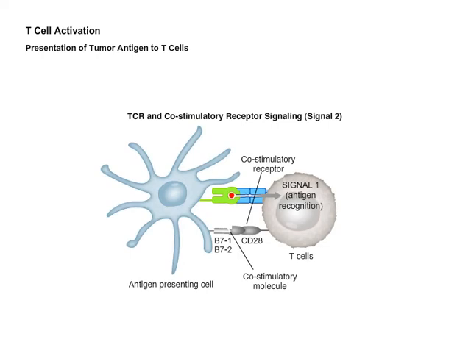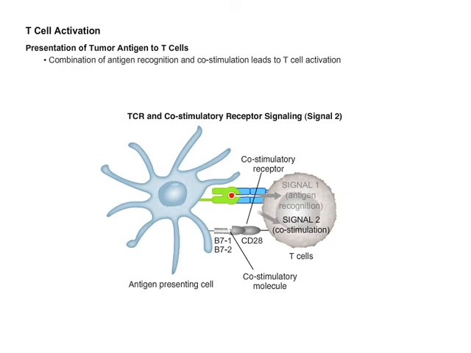The second signal required for T cell activation is provided by interactions between co-stimulatory molecules, expressed by the antigen-presenting cell, and co-stimulatory receptors expressed by the T cell. An example of a co-stimulatory interaction is that between the co-stimulatory receptor CD28, expressed by the T cell, and the co-stimulatory molecules B7-1 and B7-2 on the surface of the antigen-presenting cell. Accordingly, a combination of two signals based on antigen recognition and co-stimulation are required for effective T cell activation.